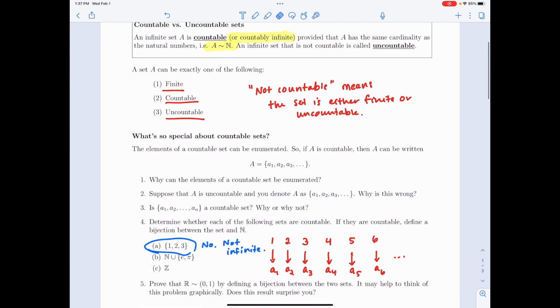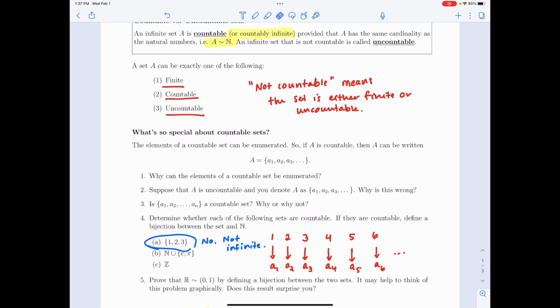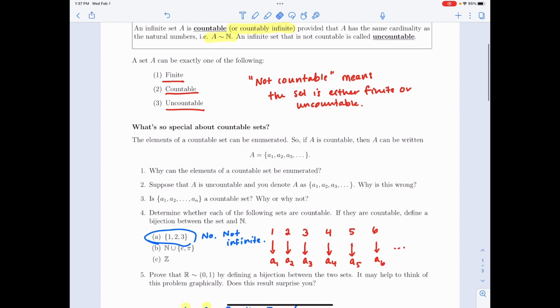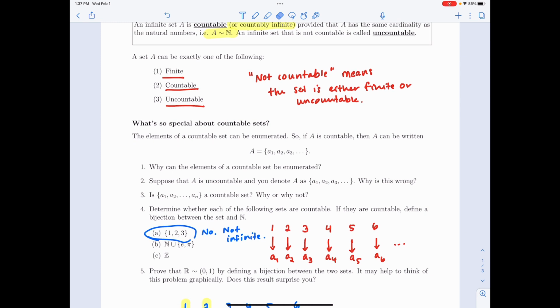Right, I just wanted to make a quick video going over some of the things we didn't get a chance to talk about today. So just to run through the answers to each of these questions. So what's so special about countable sets?